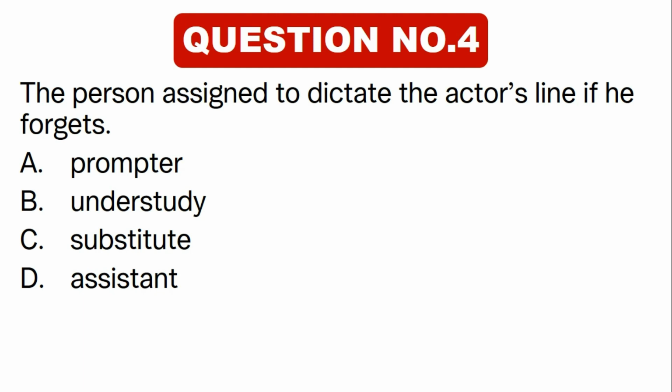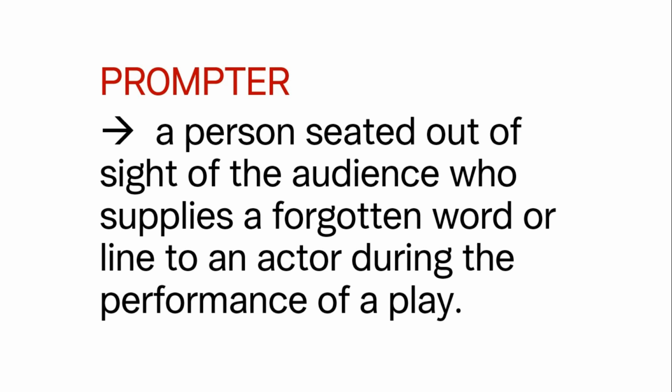The correct answer is prompter. Prompter is a person seated out of sight of the audience. It means usually the audience or those who are inside the hall watching the play do not see this person. A person seated out of sight of the audience who supplies a forgotten word or line to an actor during the performance of a play. We call this person a prompter.